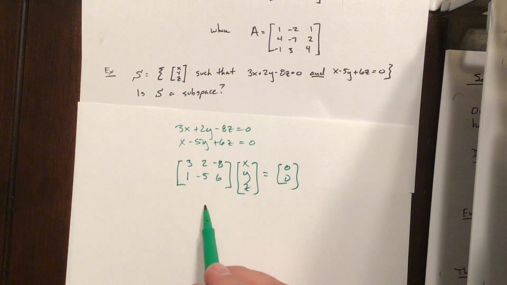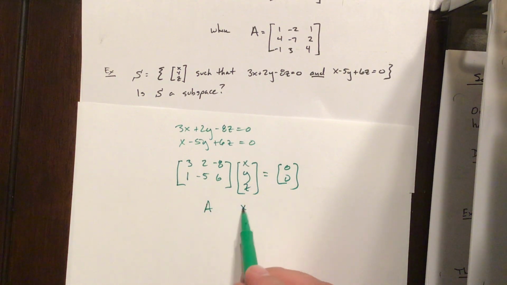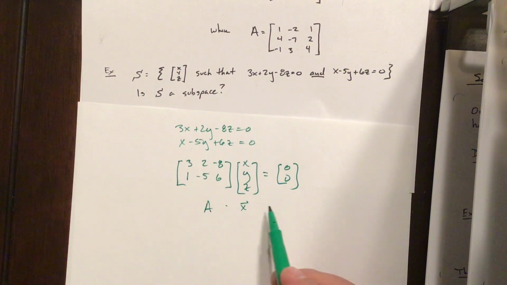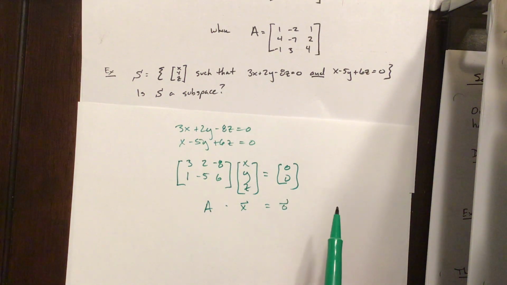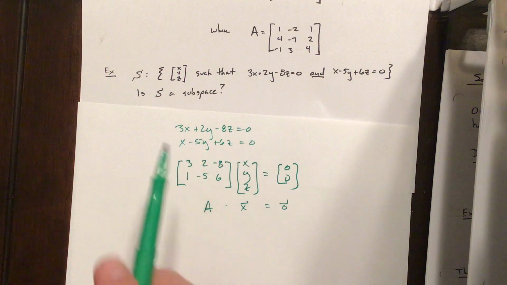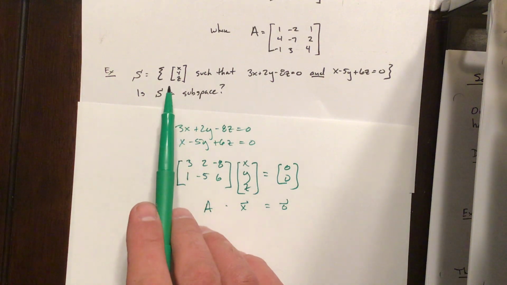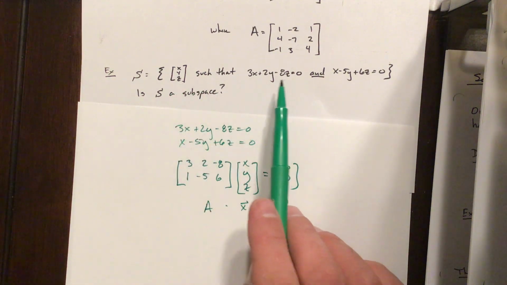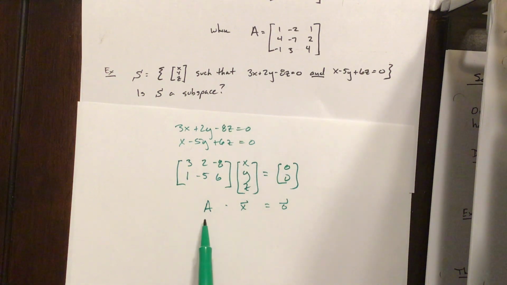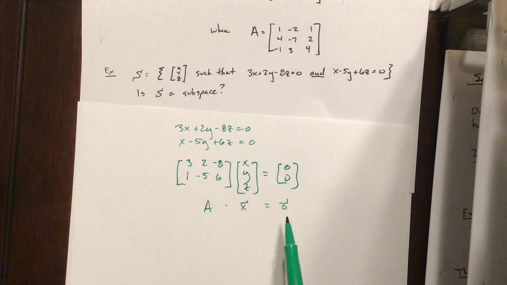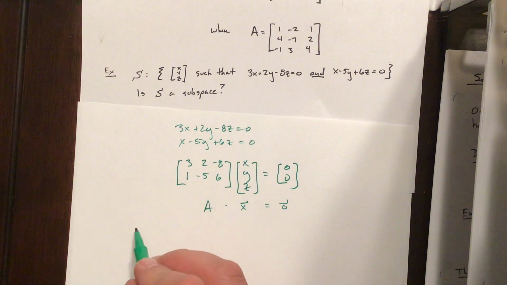So this is the matrix A, this is the generic vector x, and this is the 0 vector. They're asking us to look at the set of vectors such that this condition holds and this condition holds. So this is the set of vectors such that when multiplied by A you get out 0. Is that set of vectors S a subspace? And the answer is yes.